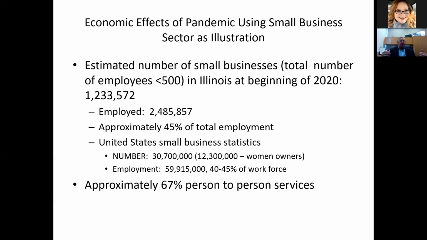For the United States, the number of small businesses was estimated to be 30.7 million, 12.3 million of which are owned by women and operated by women. They employed about 60 million people, which is again 40 to 45% of the workforce. 67% of those businesses are what we consider to be person-to-person businesses. That is, an individual supplying some service to another individual or small group of individuals.